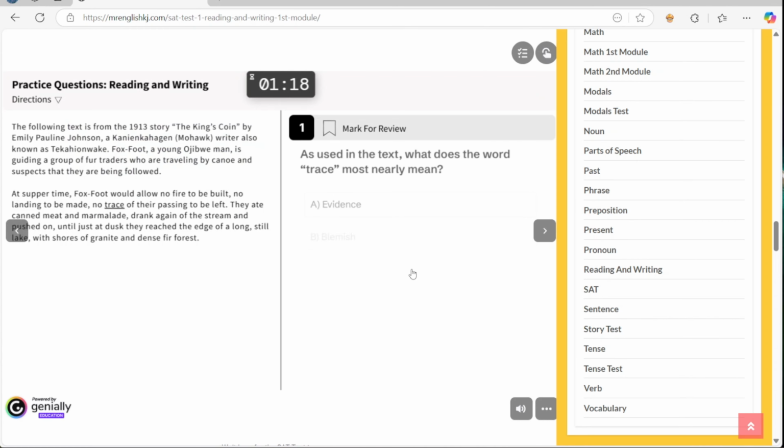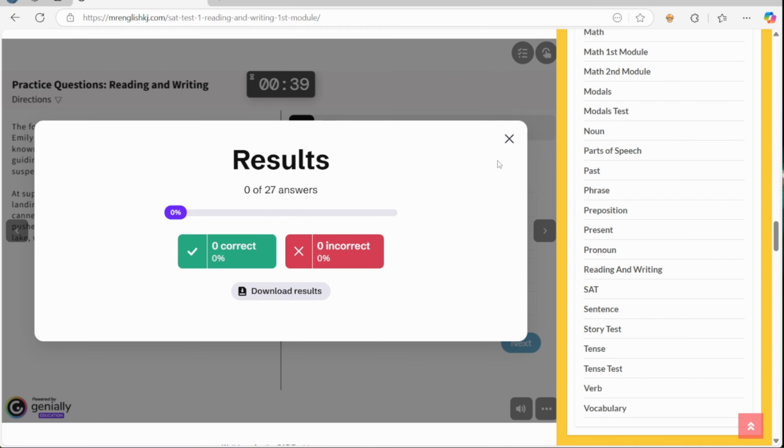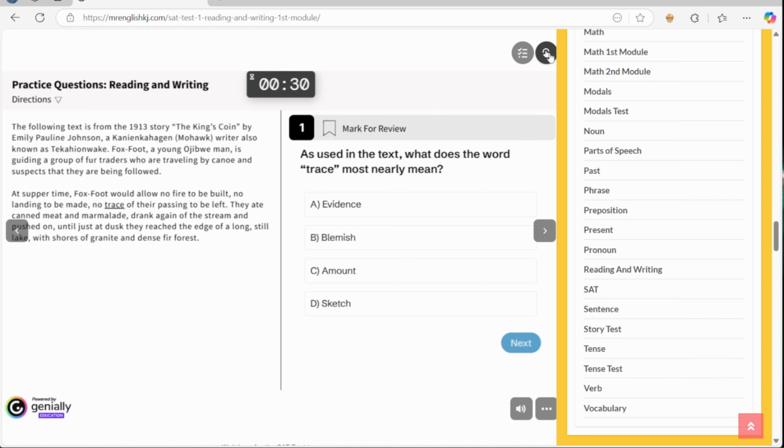When you click here, you will go to the next page. Here you can see the first question and the time. I have divided the time based on the questions. There you will find your question, the main thing that is being asked, and then the options. If you click here, you can see your result, how many questions you have attempted correct and incorrect.